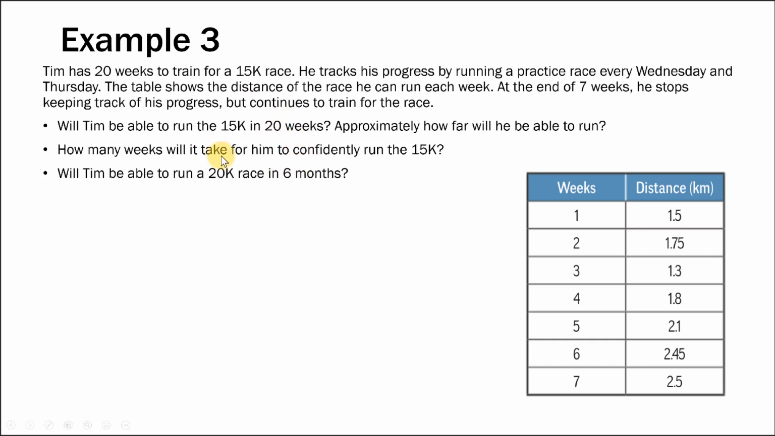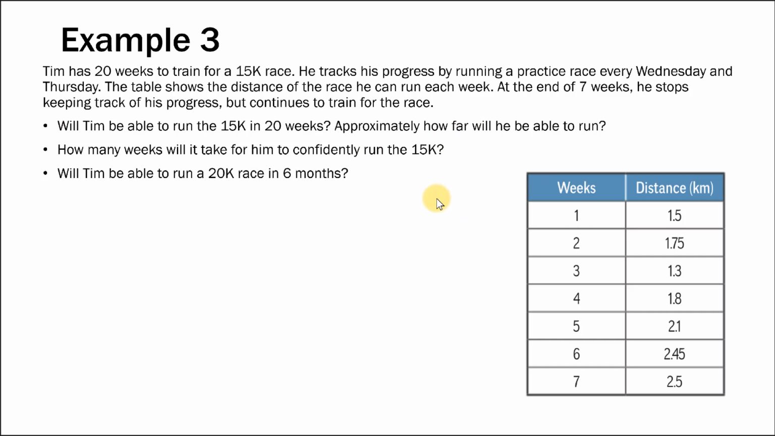So we have our 3 questions we're answering here. Is Tim going to be able to run the 15K in 20 weeks? And if he can or cannot, approximately how far will he be able to run? And then how many weeks will it take him to confidently run the 15K? And will Tim be able to run a 20K race in 6 months? We're answering all 3 of these questions here.